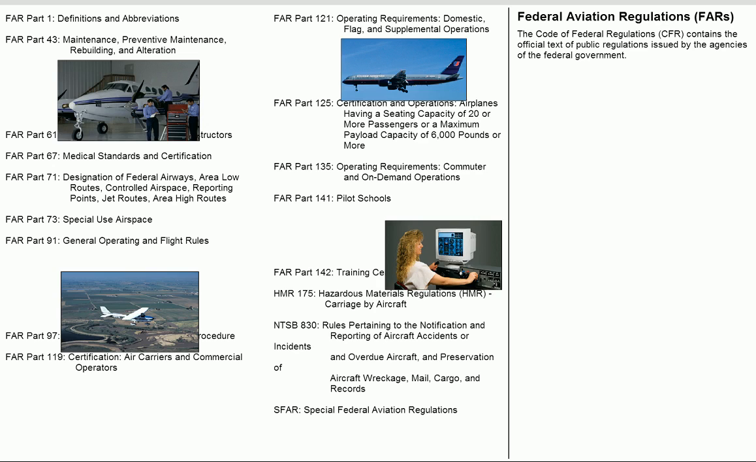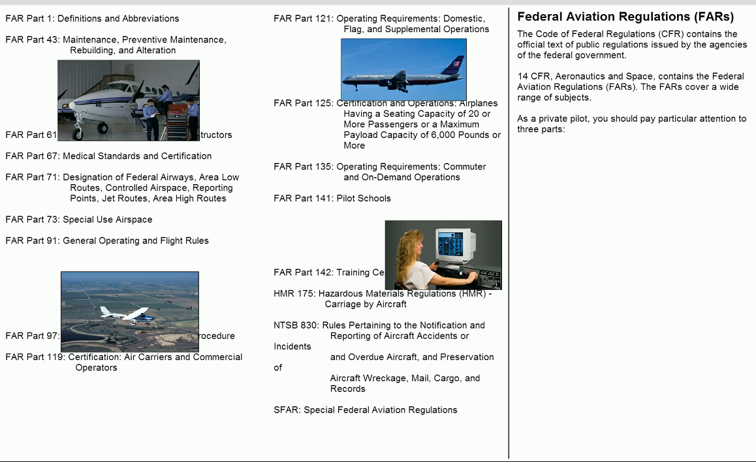The Code of Federal Regulations contains the official text of public regulations issued by the agencies of the federal government. The code is divided into 50 titles by subject matter. Subject Title 14, Aeronautics and Space, contains the Federal Aviation Regulations, or FARs, which cover a wide range of subjects ranging from aircraft certification and maintenance to pilot medical standards and flight rules.